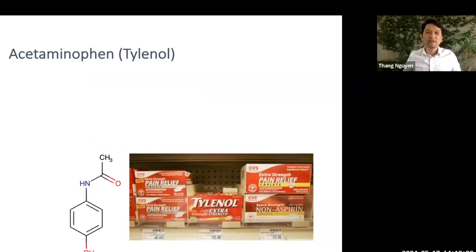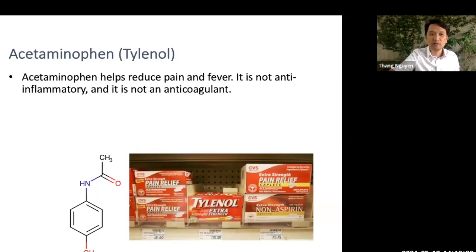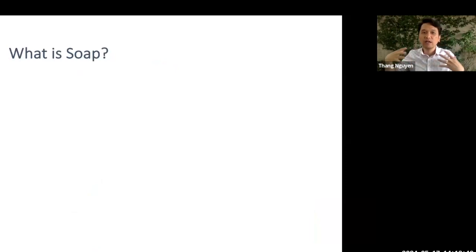All right, so that ends our discussion of the painkillers as the one type of medicine we found in our homes. So now let's move on to our next topic. Now I'm going to talk about soaps and detergent. So let's first talk about what is soap.